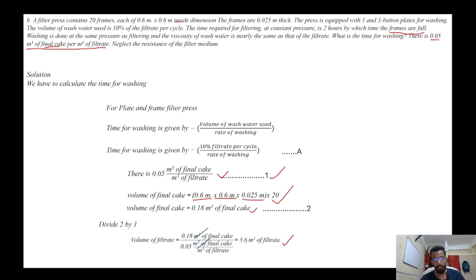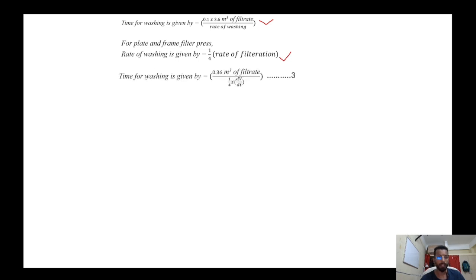Now 10% of this value is the volume of the wash water used. For a plate and frame filter press, the rate of washing is 1 by 4 of the rate of filtration, but for a batch filter the rate of washing is equal to the rate of filtration. So remember this concept. Now, what is the rate of filtration?